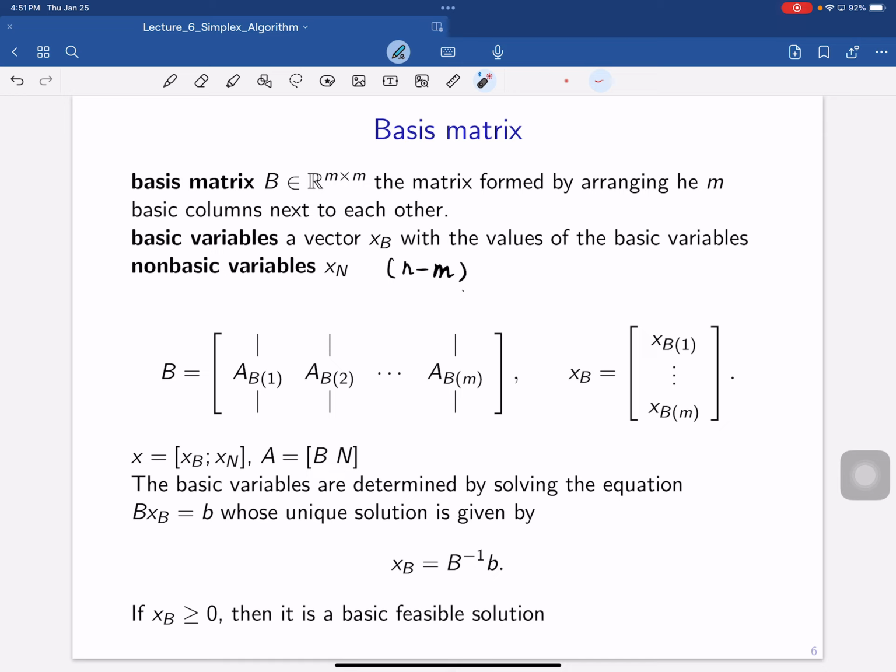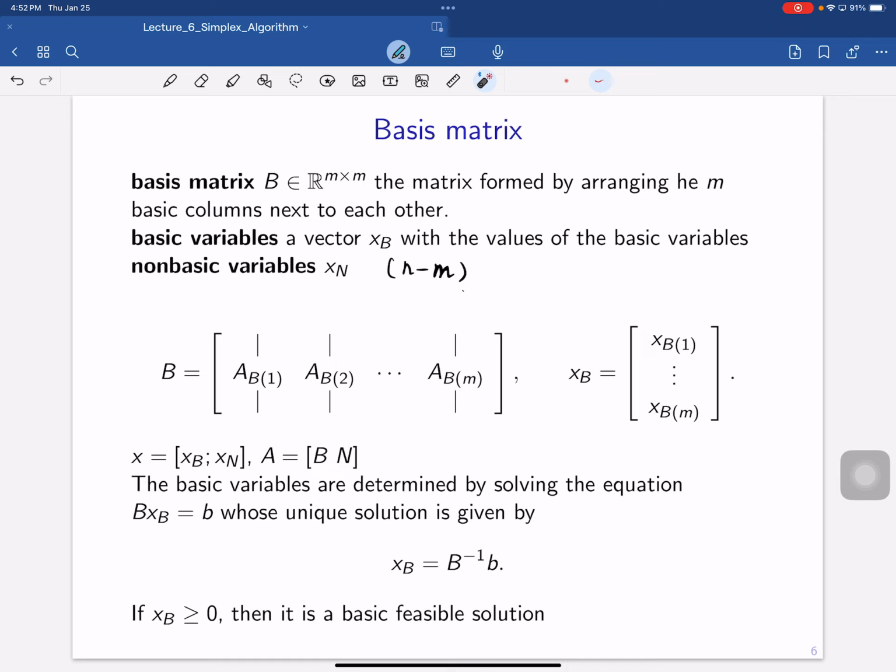And then the B matrix, as we talked about before, is a square m by m matrix, indexed by the first column A_B1, A_B2, all the way to A_Bm. Then you can write the entire variable x as a concatenation of the basic variables and the non-basic variables. Similarly, you can write matrix A by putting all the columns corresponding to the basic variables together as B, and N is all the columns corresponding to the non-basic variables. We can write this in matrix form.